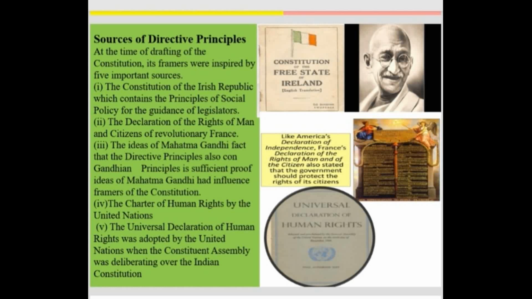So altogether these sources of directive principles are 5, and they are from the Irish Republic, from the French Revolution, from Mahatma Gandhi's ideology, and from the United Nations proclamation of human rights. These served as an important source of directive principles for our constitutional makers.